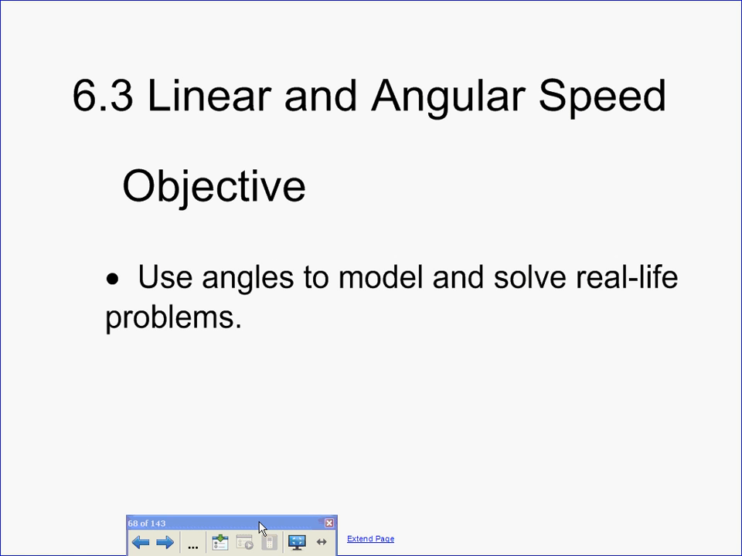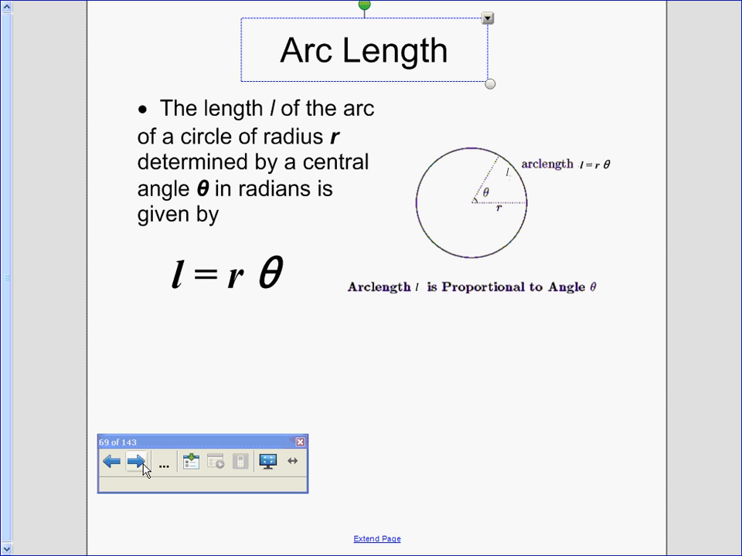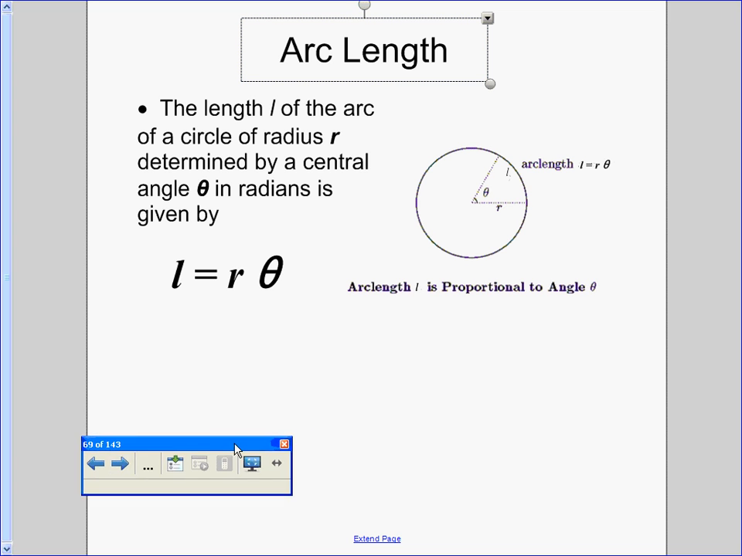In section 6.3, we're talking about linear and angular speed, and actually this is the third part of section 6.3. We're going to be using angles to model and solve real-life problems in this part. First of all, we're going to talk about arc length.